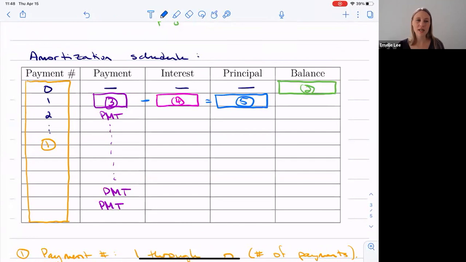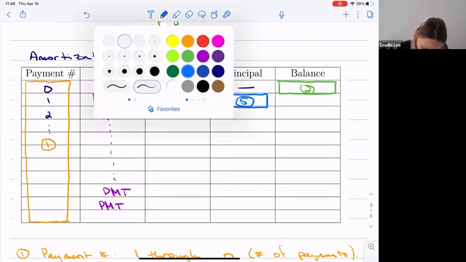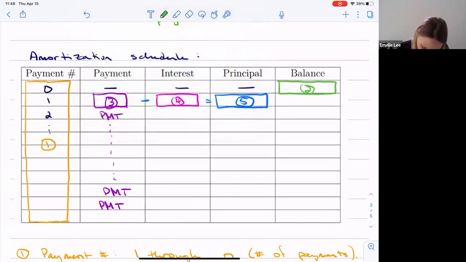Now here's where it gets a little bit weird. Let's see if I have any more colors that I can use. I don't know. Back to orange, I guess, or maybe I'll use this green again because it's the balance. I'll call this 6.